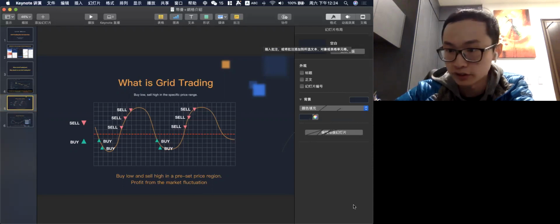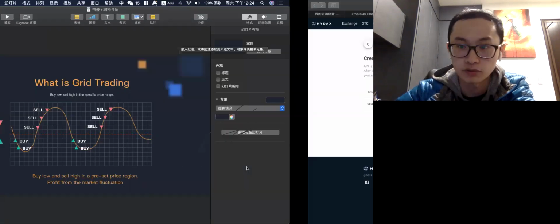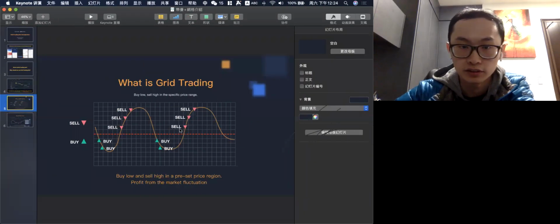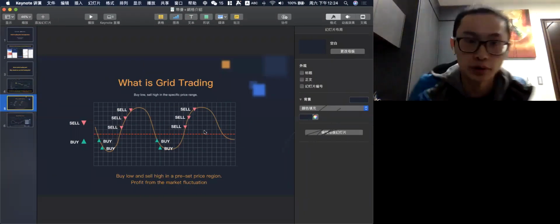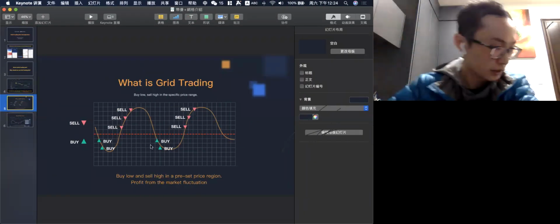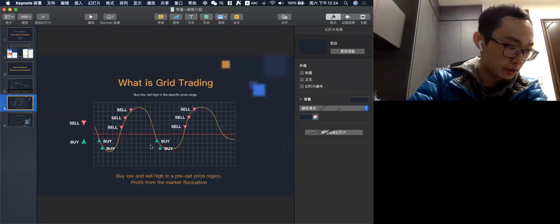Okay, so please let me know if you guys have imported your keys. And if you have any questions, you could let me know and I will help you to import the keys.